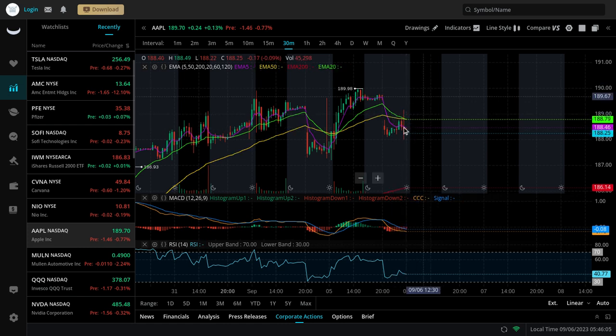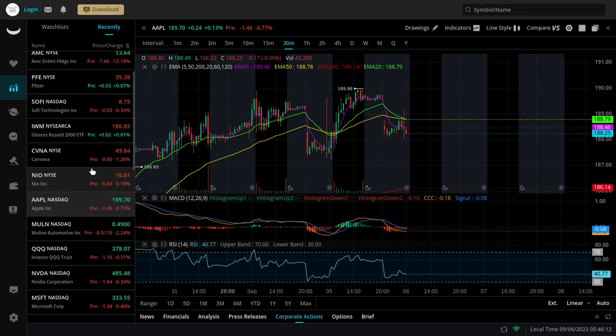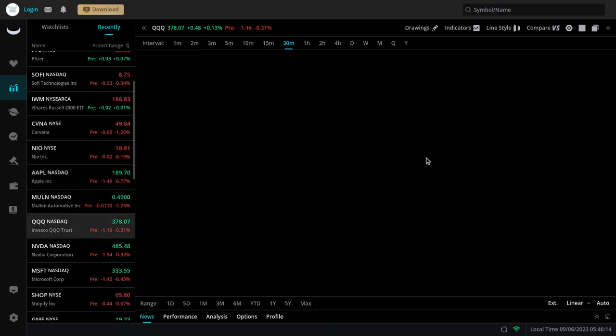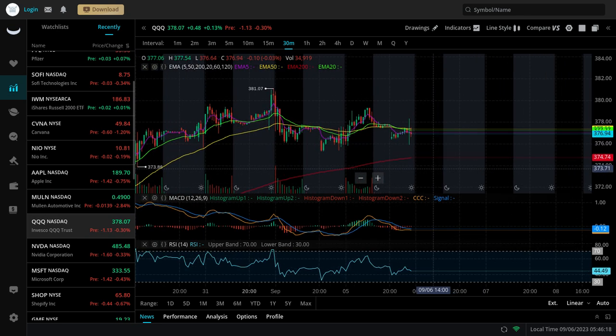It could hold up and try to maintain these higher levels for a little bit longer. It could still hold up temporarily, but after the iPhone event, something else could change. So I want to be as honest as possible. The QQQ is currently down 0.31%, testing 376.